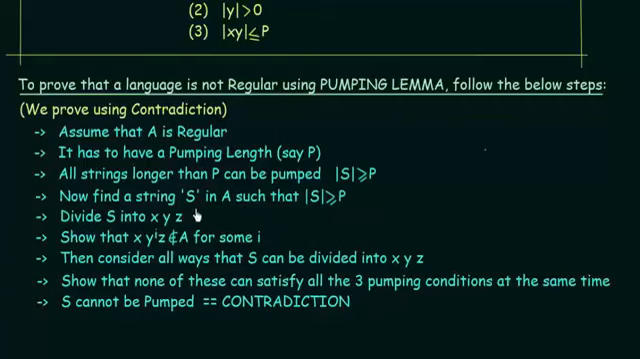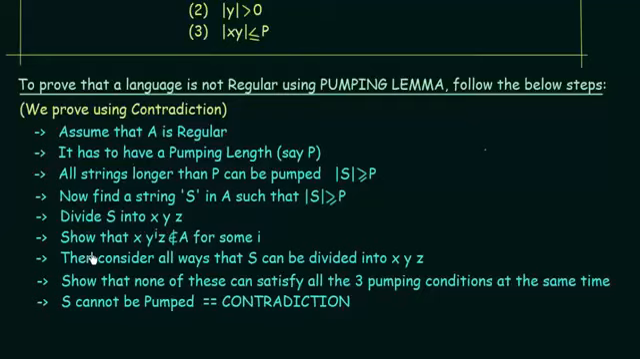Now we are going to take a string s. You have to choose a string s from the language A such that its length is greater than or equal to the pumping length. After that, you have to divide s into three parts, x, y and z, like we already saw in the pumping lemma statement. So you divide the s that you chose from the language A into three parts, x, y and z.